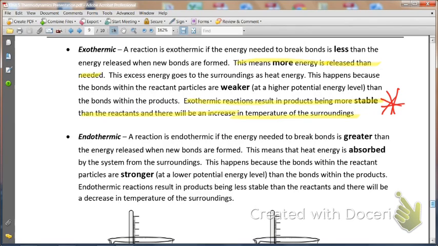All right. So exothermic reactions are pretty highly favorable in nature. And we come across exothermic reactions quite a bit because they do create stronger bonds in the products or a more stable system. All right, now let's look at endothermic reactions. A reaction is endothermic if the energy needed to break bonds is greater than the energy released when new bonds are formed. This simply means that heat energy is absorbed by the system from the surroundings. All right, so we actually need to absorb more energy than what we get out.